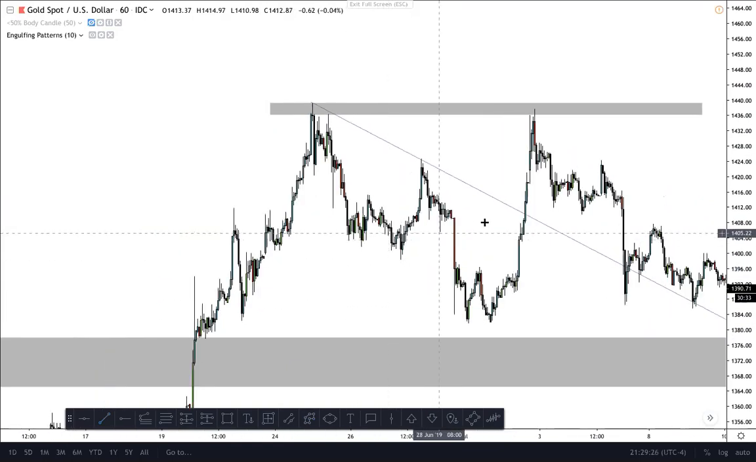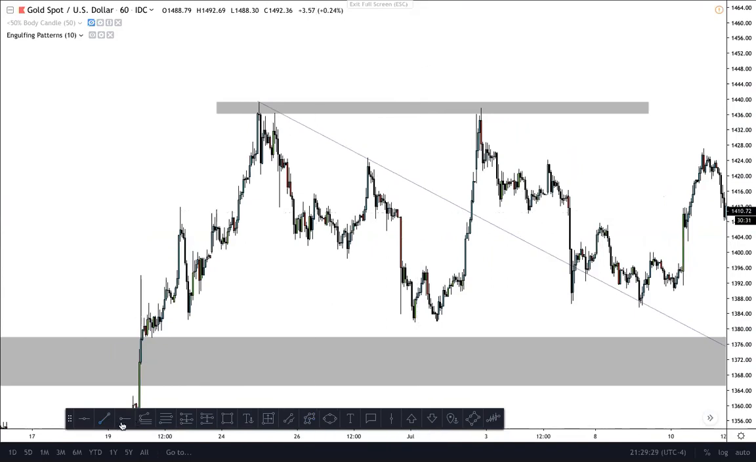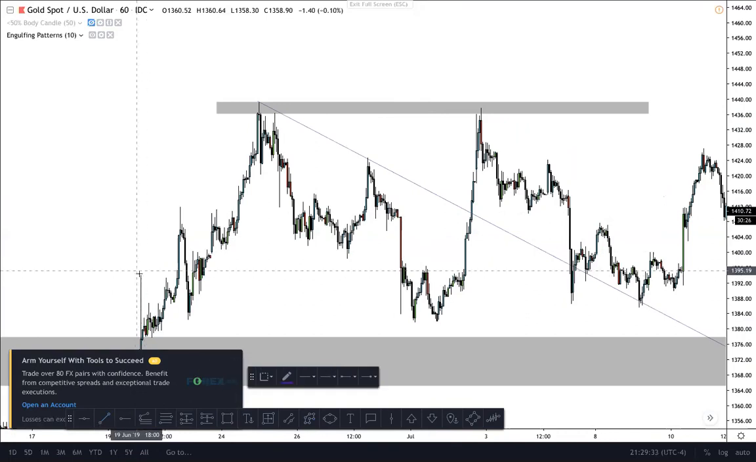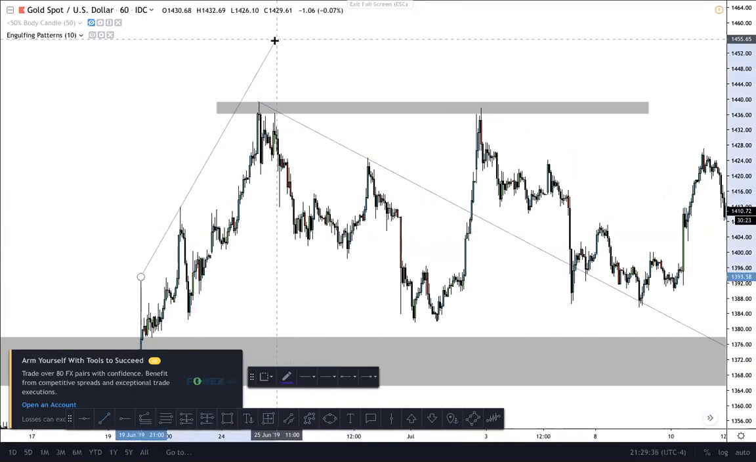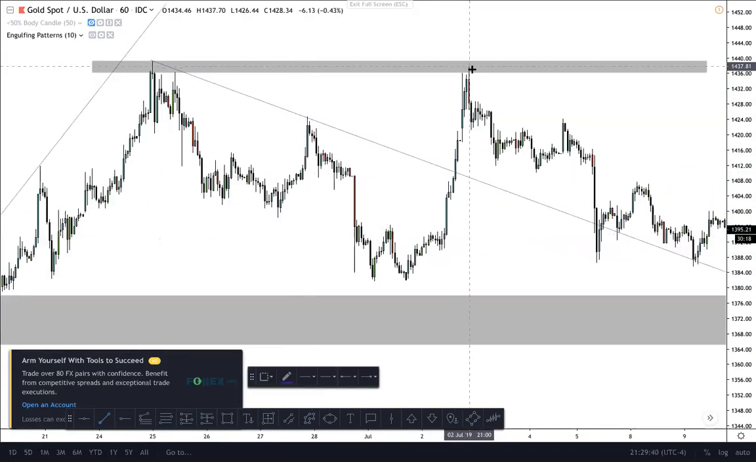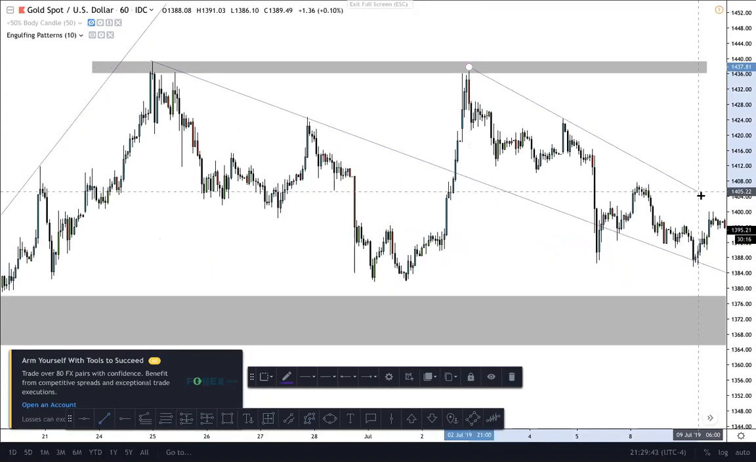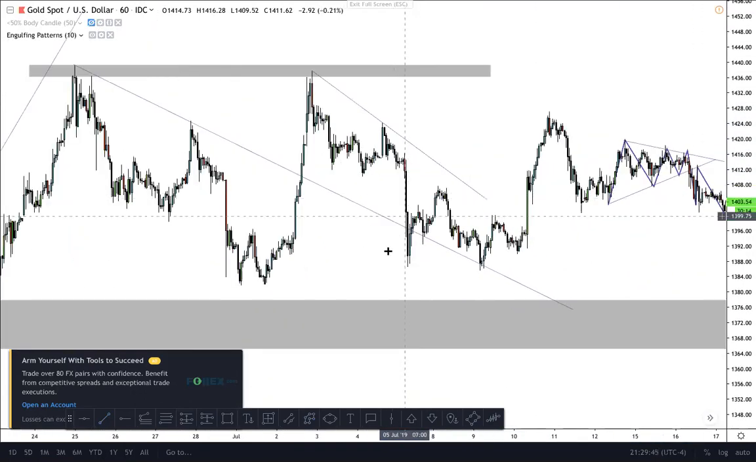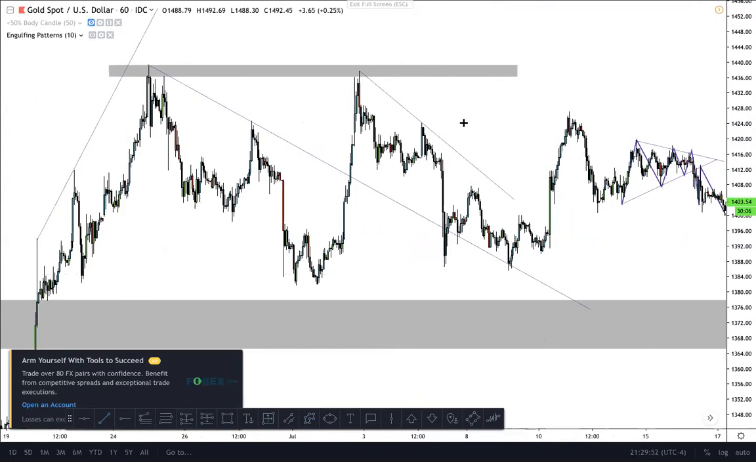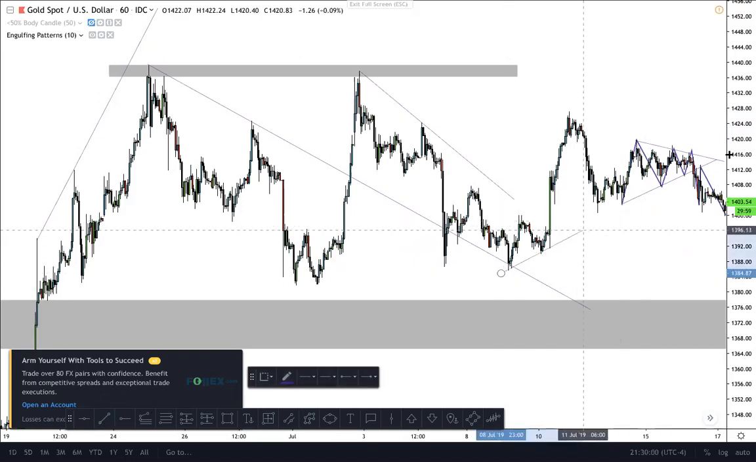You know, it could look like this. That's where you just connect the valleys and the peaks. It could look like this. That's where you just connect the valleys and the peaks, and then you watch how the market reacts to those levels. It could either be in a triangle formation, or it could be in a channel formation. So you see how you would have this, and you connect this right here.